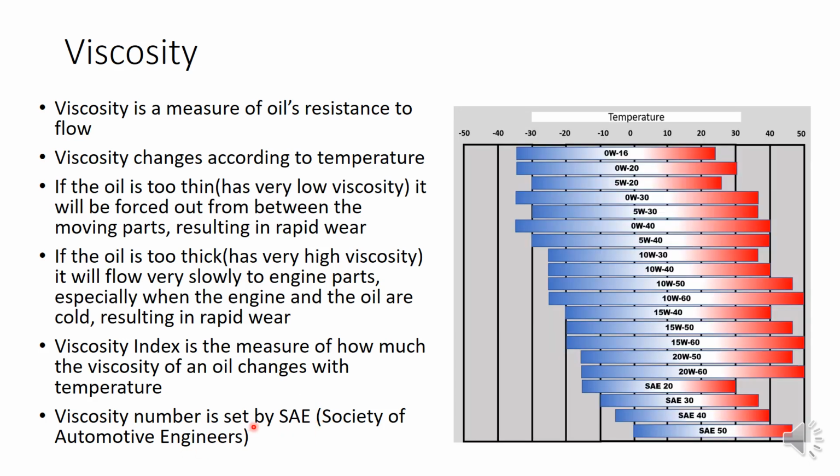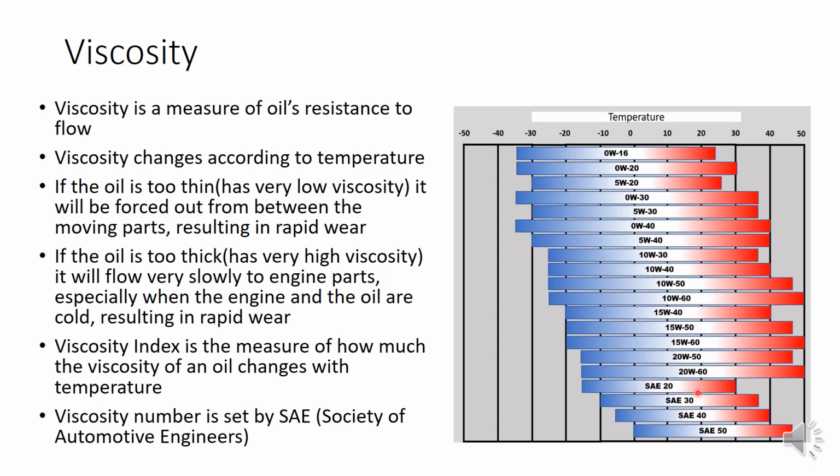Most of them will have two numbers associated with them, for example, 0W16, 0W20. This W represents the winter. So in cold condition, its viscosity number is 0, and in hot condition it will reach 16, and each of these numbers has a particular viscosity. So you can see here most of the numbers are associated with two grades. One is the winter viscosity number, the other one is the hot condition viscosity number.